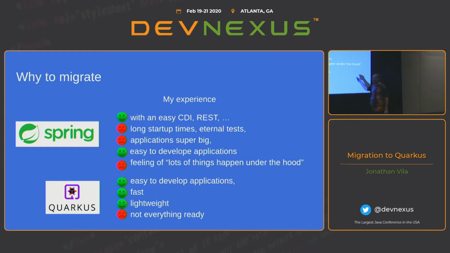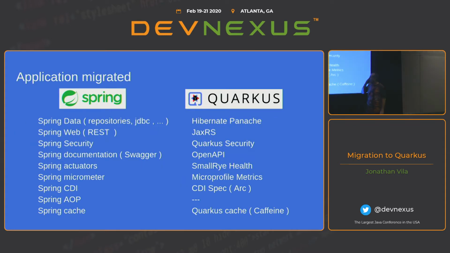So for Quarkus, what I read is it's easy to develop applications, it's fast, it's lightweight, we've seen in the graph before, but not everything is ready. So here the matter is, if everything that you need is ready, then let's migrate.